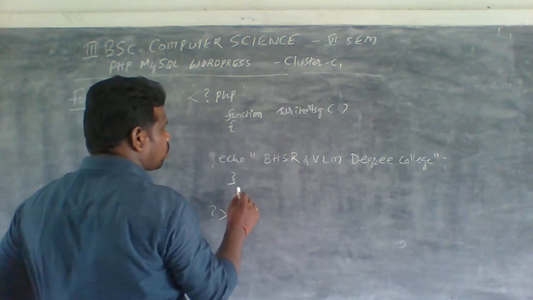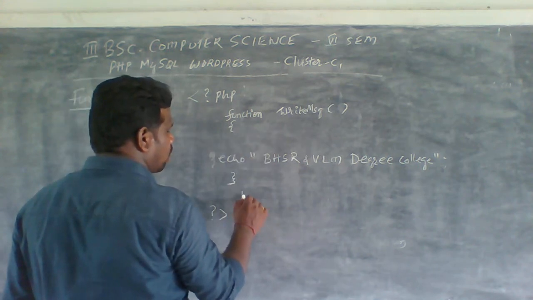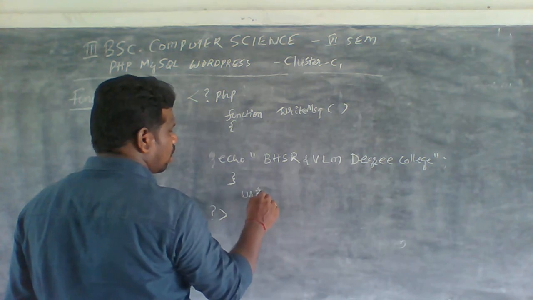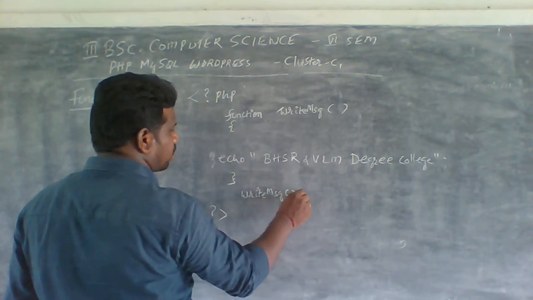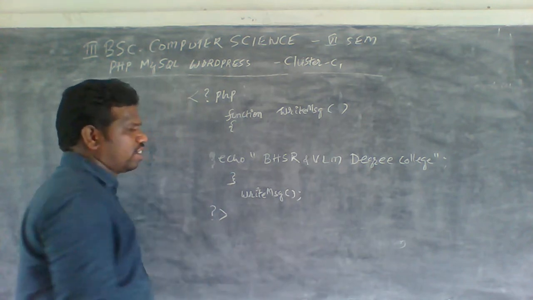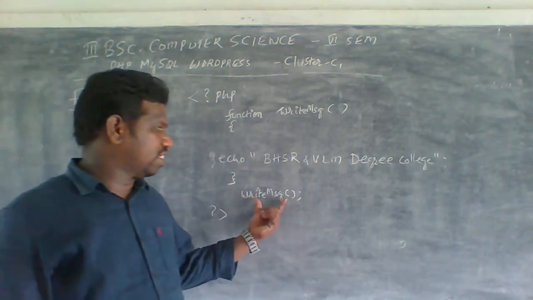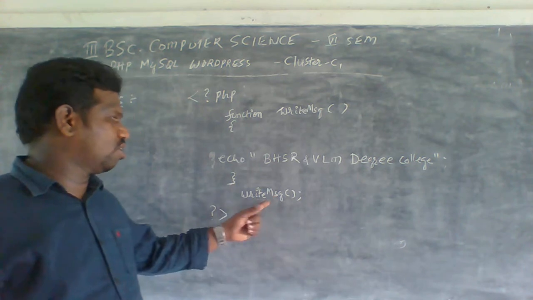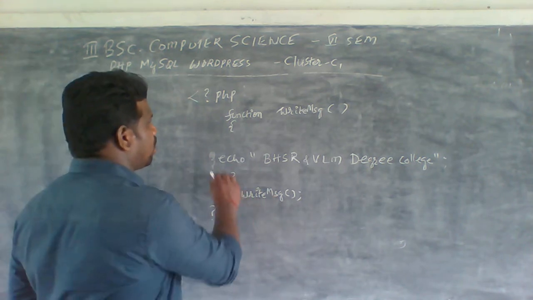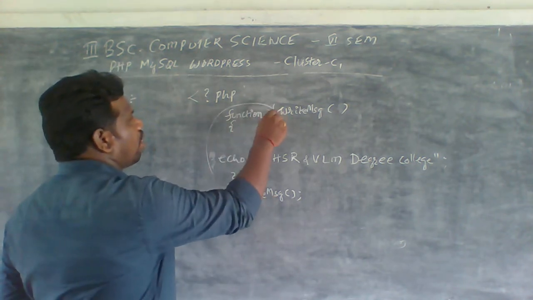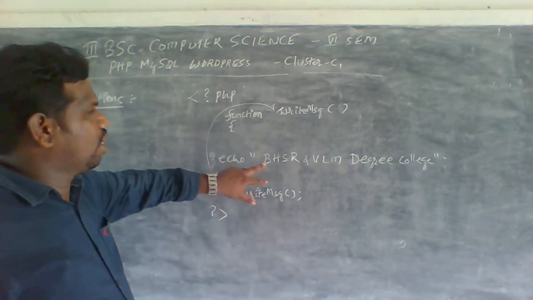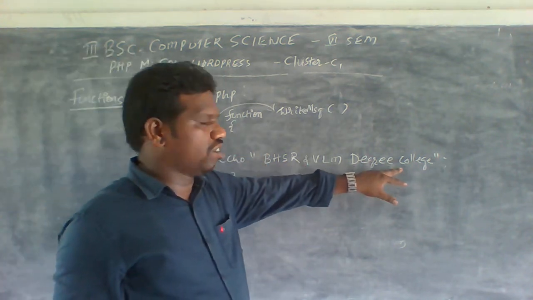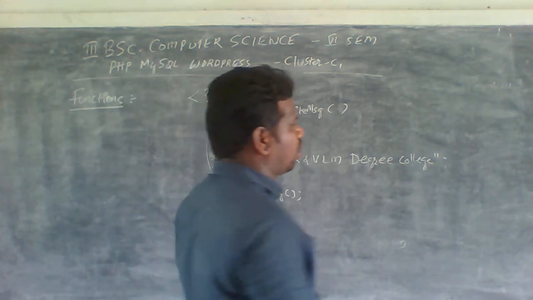The calling function should be written like this: writeMessage. This is the calling function. This function is going to call that function only. And this function contains what? It contains BHSR VLM degree college.